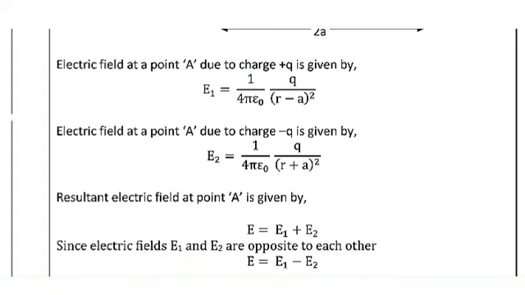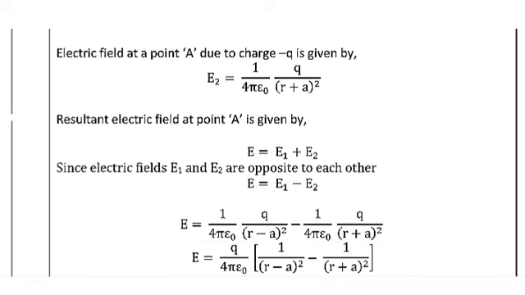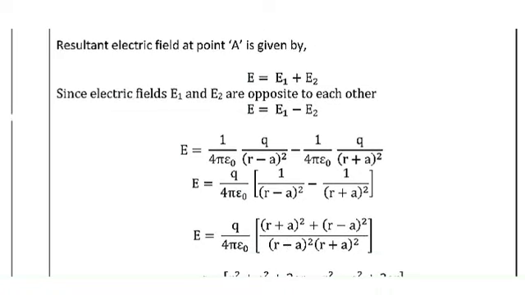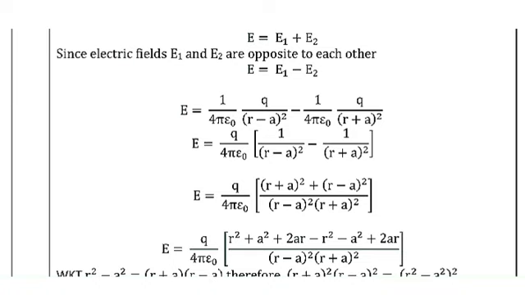Now net electric field E is equal to E1 plus E2. Since electric fields E1 and E2 are opposite to each other, E is equal to E1 plus, into minus, E2. Plus into minus is minus, so E is equal to E1 minus E2. Let us substitute the first two equations in this equation. We got E is equal to 1 by 4 pi epsilon naught Q by (r minus a) whole square minus 1 by 4 pi epsilon naught Q by (r plus a) whole square. Here Q by 4 pi epsilon naught is common, so I'll take Q by 4 pi epsilon naught outside.